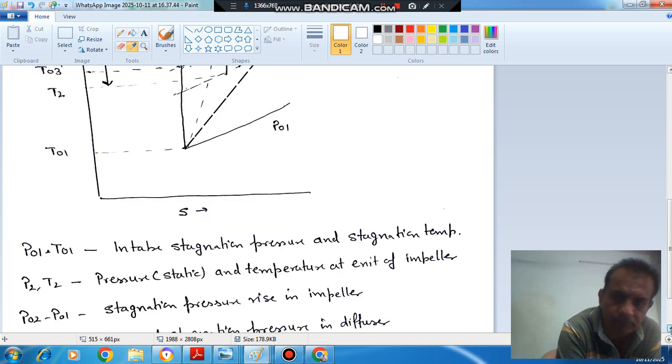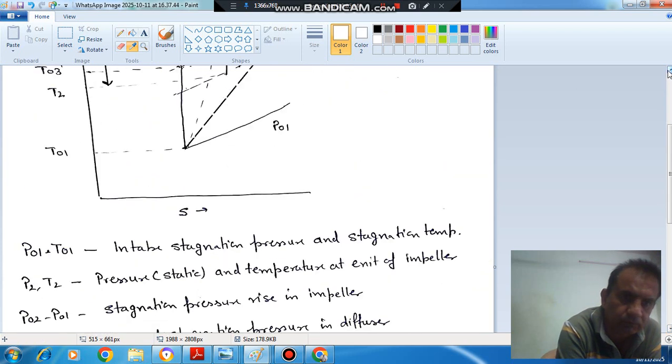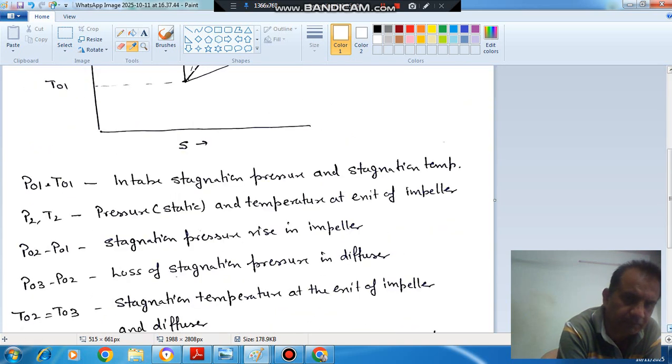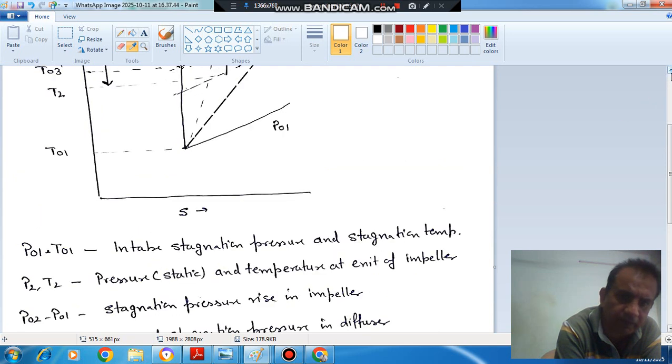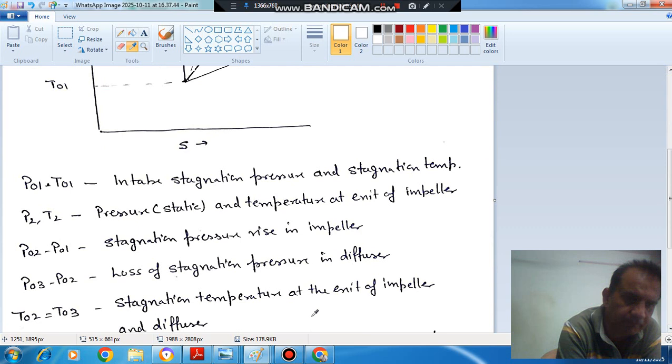Now reading out the main points. Here P01 and T01: this point represents intake stagnation pressure and stagnation temperature. And P2, T2: this point represents the static conditions, static pressure and static temperature, at the exit of the impeller. P02 minus P01 is the stagnation pressure rise in the impeller.